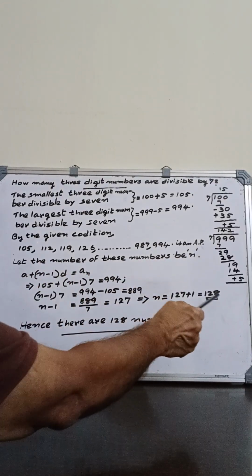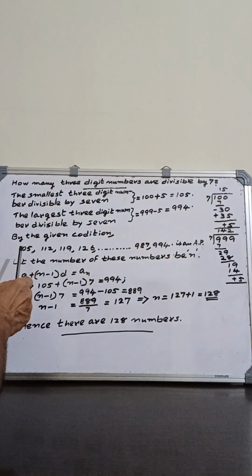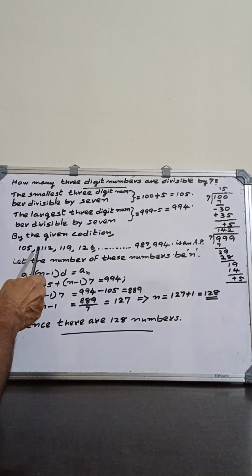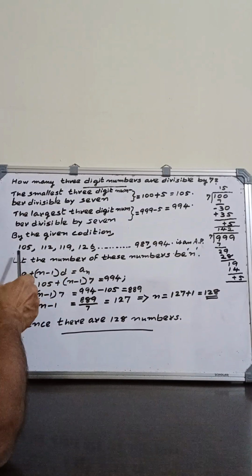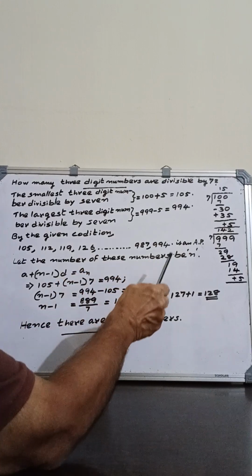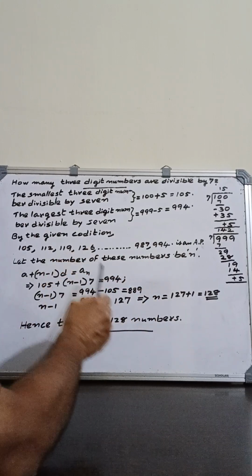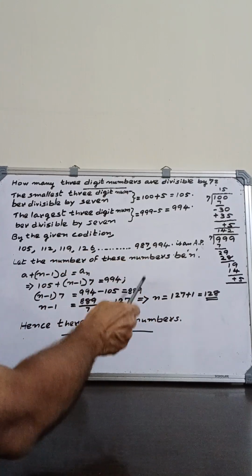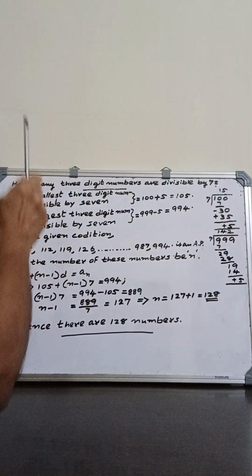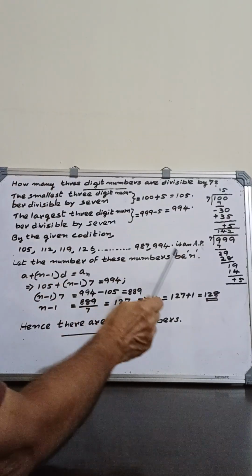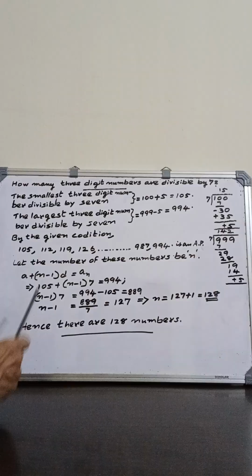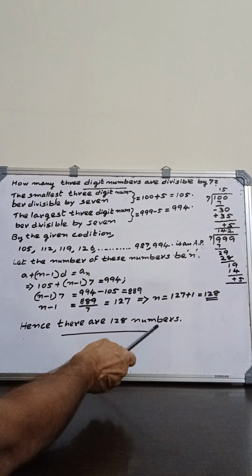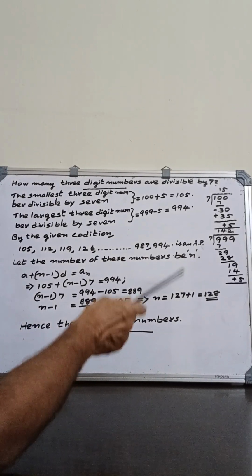That is 128. The number of three-digit numbers divisible by 7 equals 128. We can define it like this. Hence, there are 128 three-digit numbers divisible by 7.